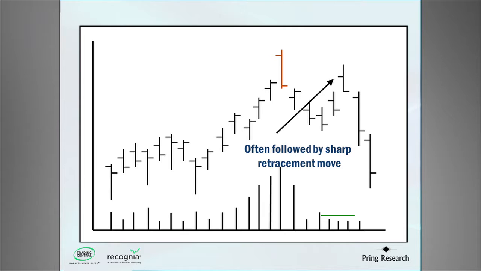In this case, if you'd gone short and were able to do it with a relatively low risk, the stop would have been placed just above the emotional point on the chart, which is the high of the key reversal.